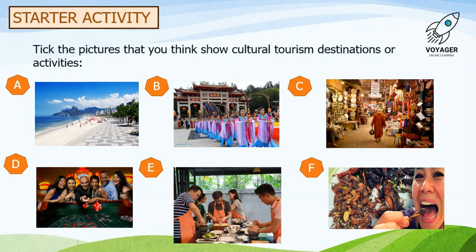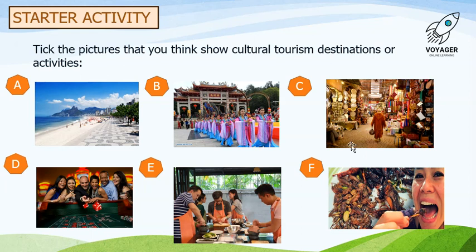Before we begin our lesson today, let's do a quick starter activity. Here are 6 pictures. Tick the pictures that you think show cultural tourism destinations or activities. In picture A, you can see a photograph of the famous beach in Rio de Janeiro in Brazil. In picture B, we've got some women dressed in traditional Asian style clothing, some sort of festival with an Asian style gate or temple gate in the background.